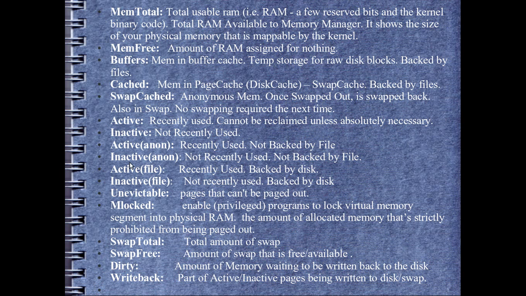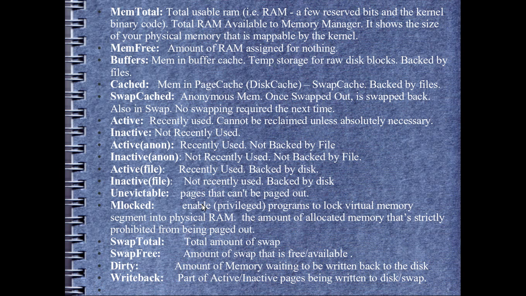Inactive, inactive file, inactive anonymous, the amount of pages that were used but not in the very recent past. If required, they can be freed up. They are not backed by files. Active file, which are backed by files. Inactive file, not recently used, backed by disk or file. Unevictable, these are the pages which cannot be paged out at all for any reason.